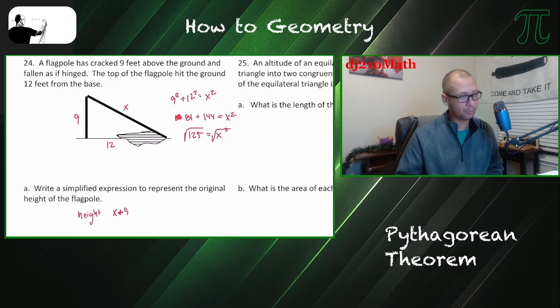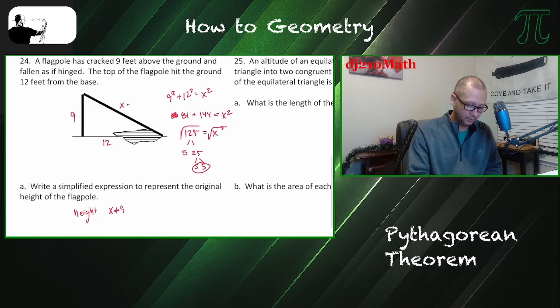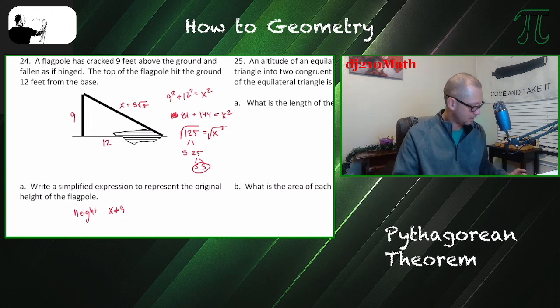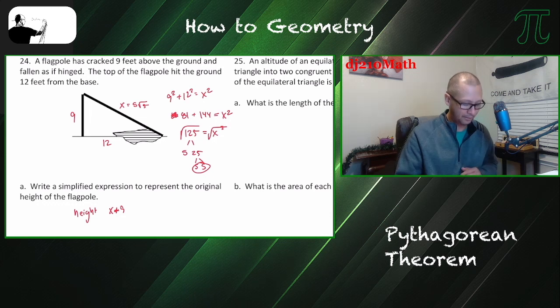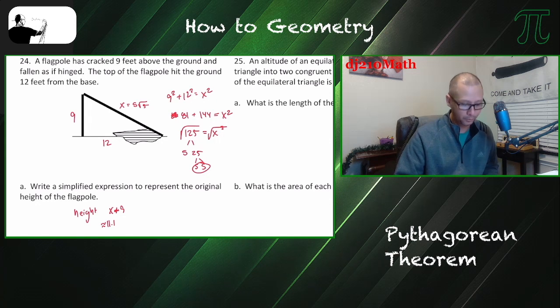Square root. 125 is not a perfect square, but it is 5 times 25, 5 times 5, so 5 root 5. So x is going to equal 5 root 5. Which, if you're curious, is a little bit more than 11, 11.1. So approximately, right? It's not exact. So it was about a 20-foot pole.